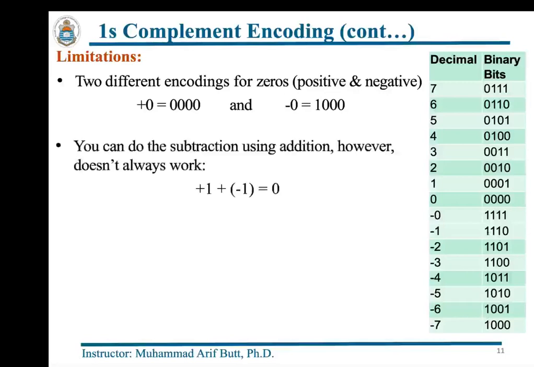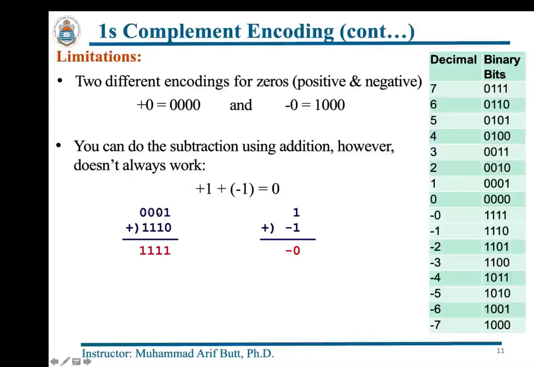You can do the subtraction using addition. In sign magnitude, you cannot do the subtraction using addition, but over here you can do that. However, it doesn't always work. So there are certain cases in which it will not work. For example, if we add a +1 with a -1, we should get 0, but actually we get a -0.